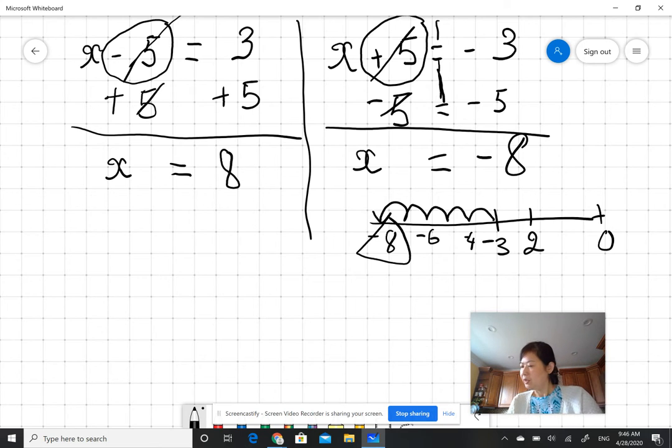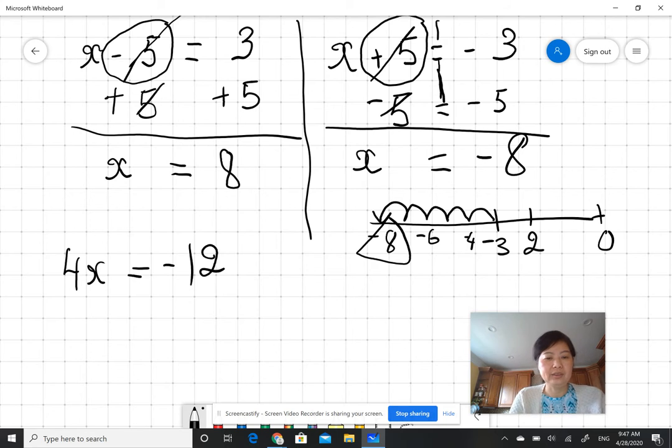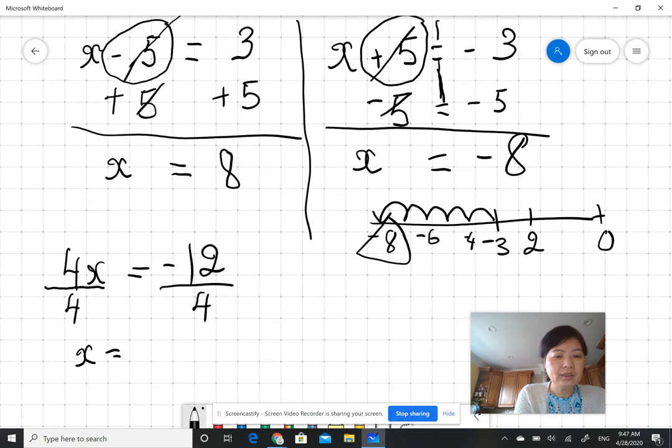Okay. Next question. I have 4x equals negative 12. How to solve for x? This is multiplication, right? 4 times x. So you need to isolate x by doing the inverse of multiplication, which is divide. You divide by 4, right? That means x is negative 12 divided by 4, which is negative 3, right? Negative divided by positive, you get a negative.